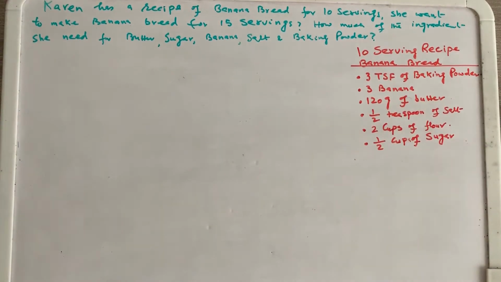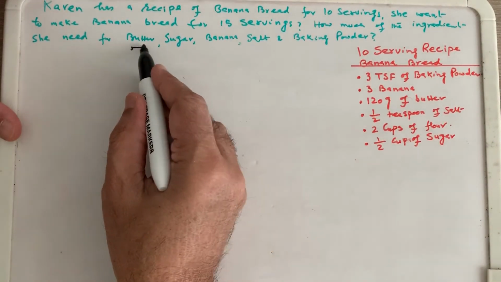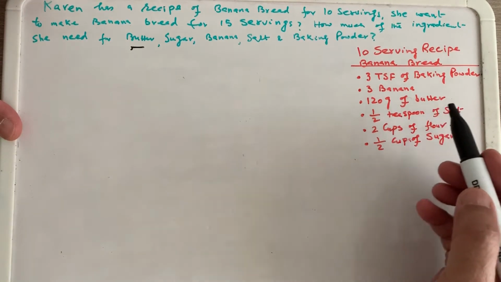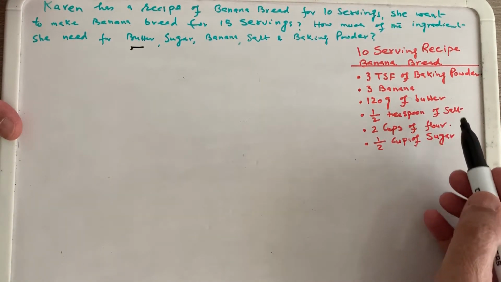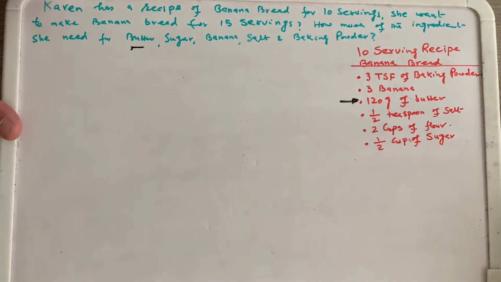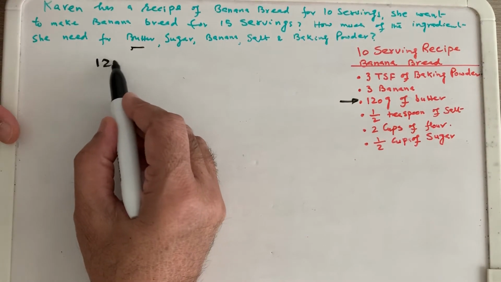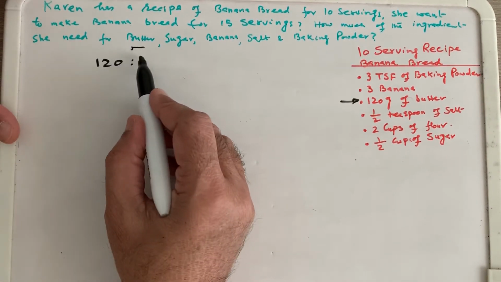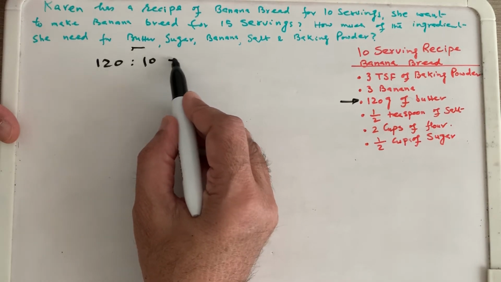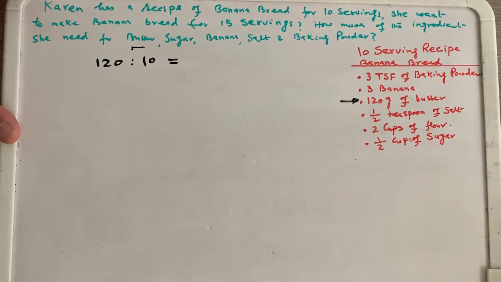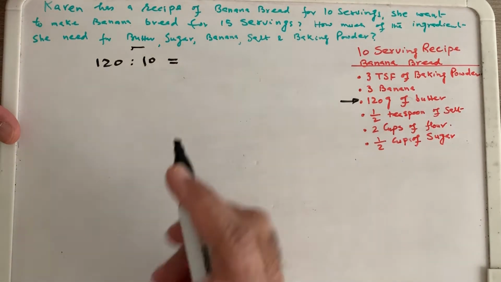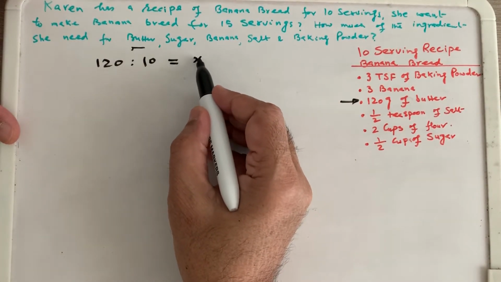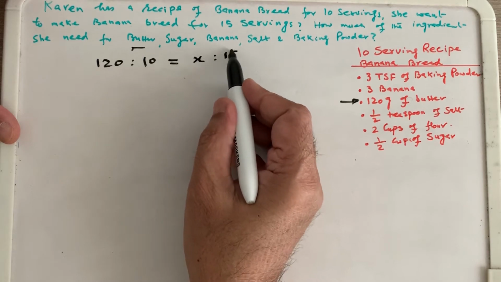So first of all we will take the butter. What does the butter say in my recipe? Butter is 120 gram, right? 120 gram of butter for how many servings? 10 servings, right? 120 gram of butter for 10 servings. So if you write 120 is to 10, you put gram first, right? Your gram are unknown, so X gram is required for 15 servings.